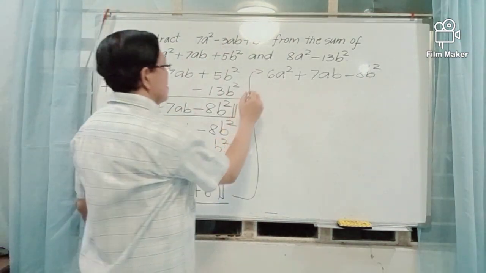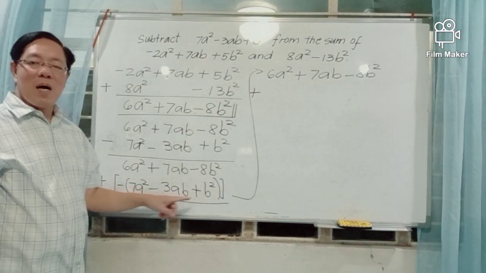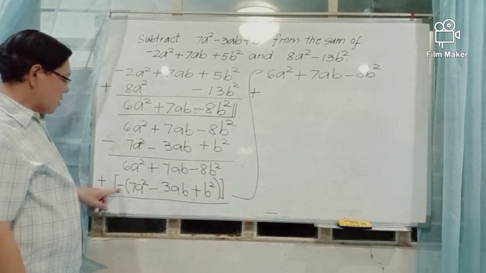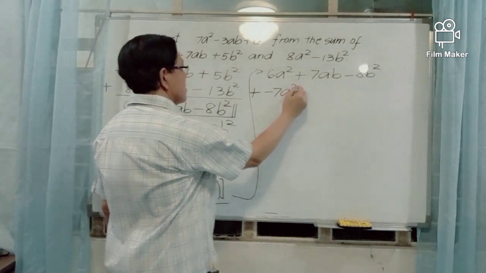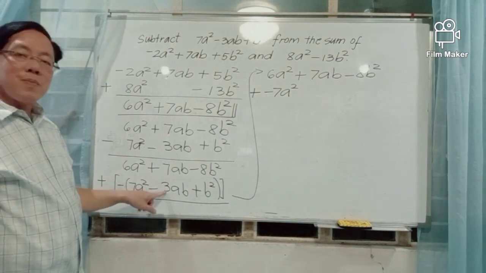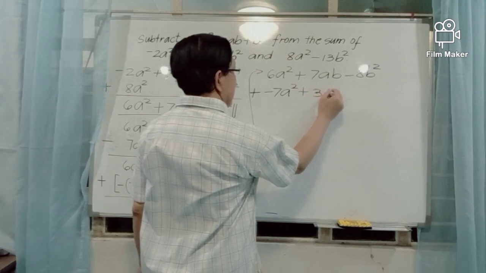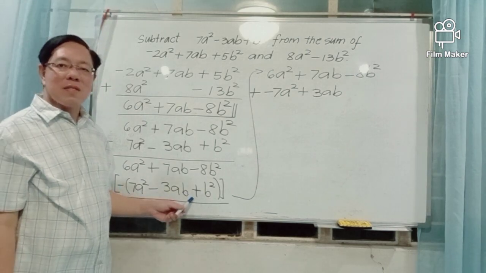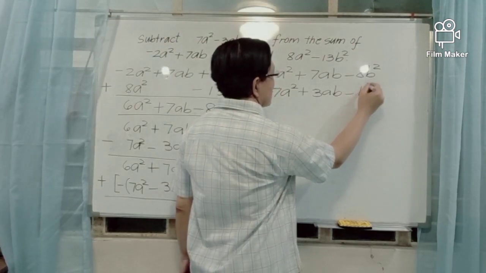Plus, we multiply each of these terms by negative. We have negative times positive 7a squared. Negative times positive is negative, 7a squared. Negative and negative is positive, 3ab. And the last term, negative times positive is negative, b squared. We write minus b squared.